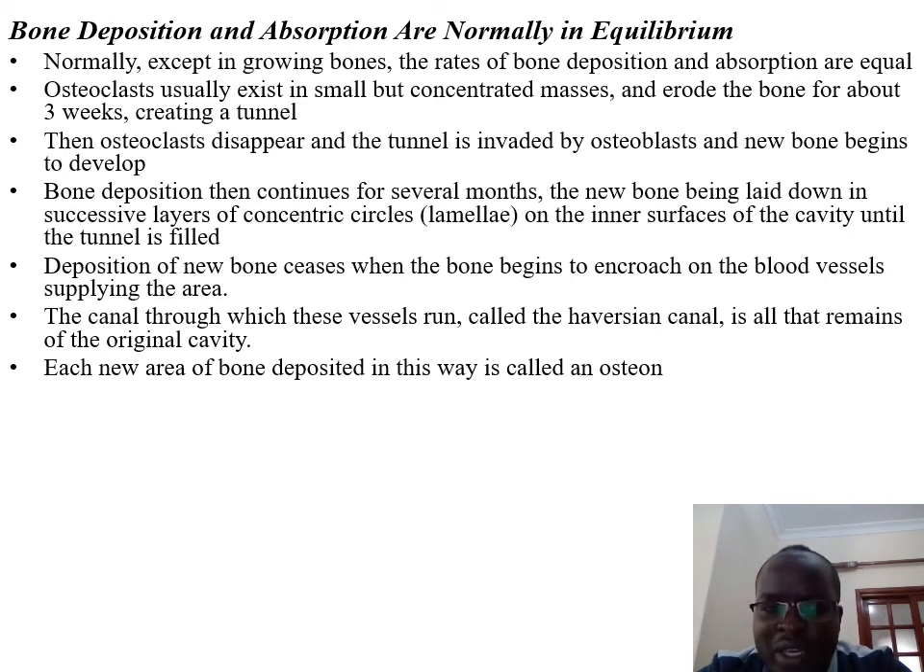New bone begins to develop because now the osteoblasts will start depositing new bone in those tunnels that have been created by the osteoclasts. The bone deposition then continues for several months, the new bone being laid down in successive layers of concentric circles, the lamellae, on the inner surfaces of the cavity until the tunnel is filled. So until the tunnel is filled now.